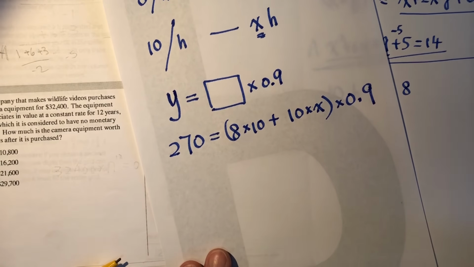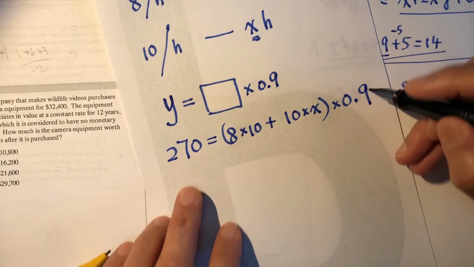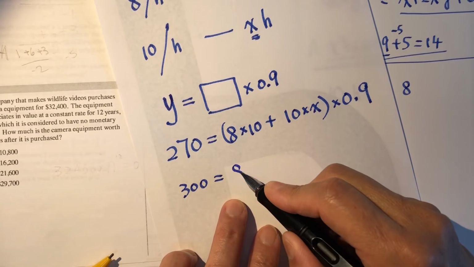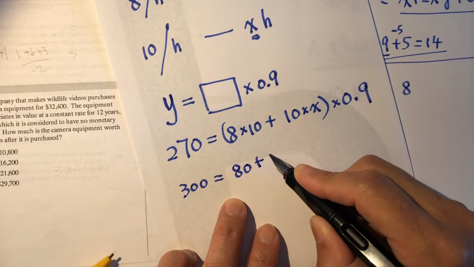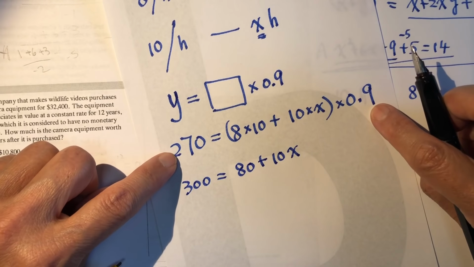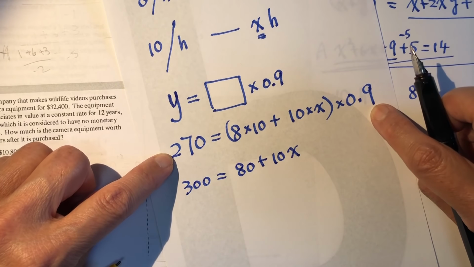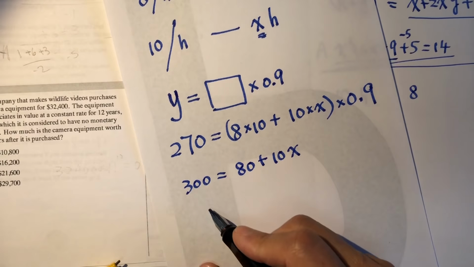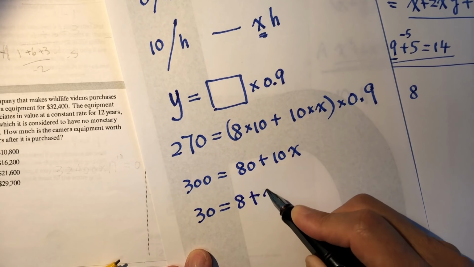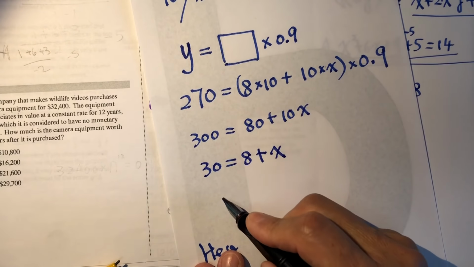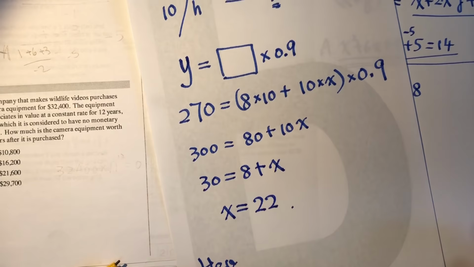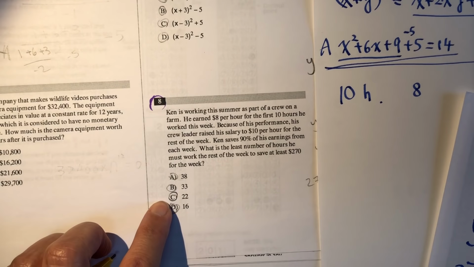So now we can do some cleaning up. 300 equals 80 plus 10x, right? Both divided by 10. Okay, so 30 equals 8 plus x. How many hours do we get? 22 hours. The answer is C.